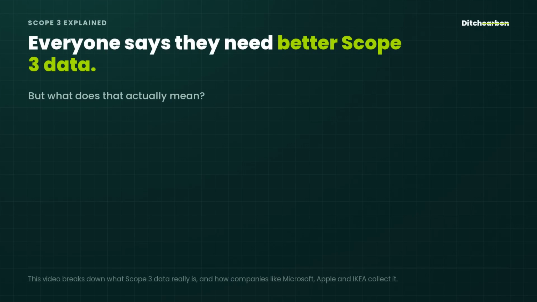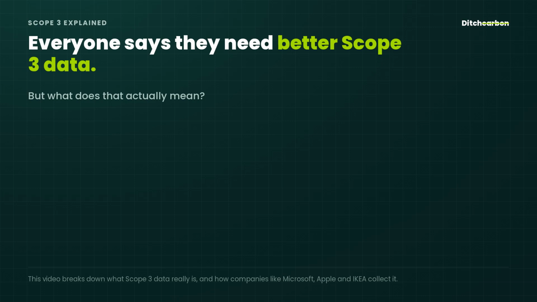If you've spent any time working in sustainability or procurement, you've probably heard people say we need better Scope 3 data. But what does that actually mean? Is it supplier emissions, purchase orders, carbon footprints, or something else entirely? In today's video, we're going to answer exactly that. We'll look at what Scope 3 data really is, why it matters so much, and how companies like Microsoft, Apple, IKEA, and Unilever are approaching it in practice.